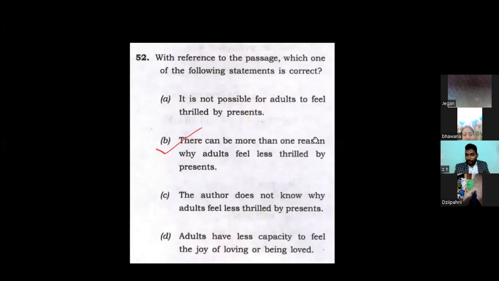Moving ahead. Now, who will speak? Who's next? Rutuja. Shailesh.